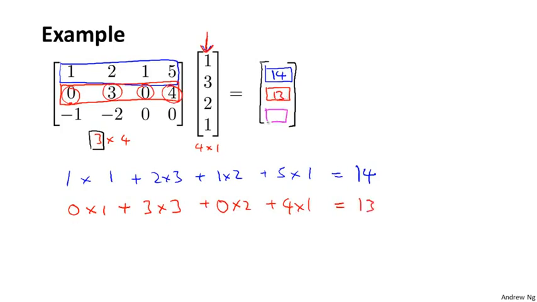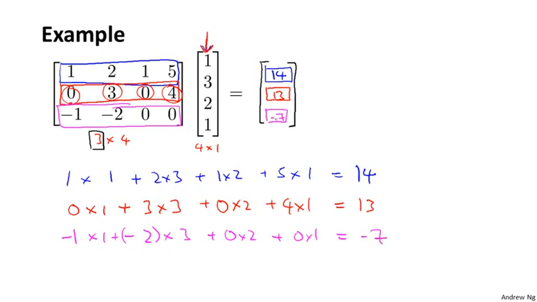And finally, for the last element, I'm going to take this last row. So I have minus 1 times 1, minus 2, or really this is plus negative 2, I guess, times 3 plus 0 times 2 plus 0 times 1. And so that's going to be minus 1 minus 6, which is negative 7. Okay, so my final answer is this vector, just to write it out without the colors: 14, 13, negative 7. And as promised, the result here is a 3 by 1 matrix. So that's how you multiply a matrix and a vector.